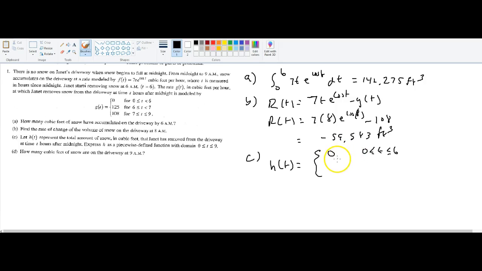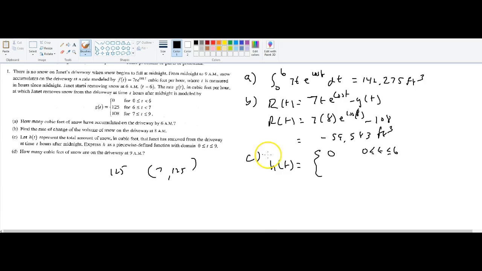Now, things get interesting. How much snow does she remove at 7 hours? Well, we know at 7 hours she's already removed 125 cubic feet, correct? And we know she's doing it at 125 cubic feet per hour. So we have an equation for a line, 125.